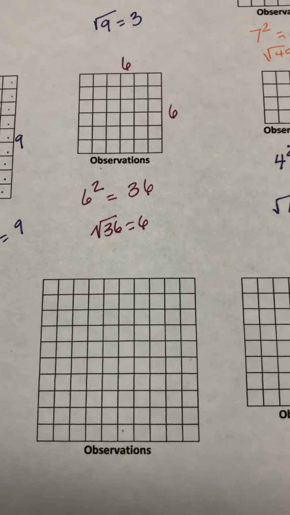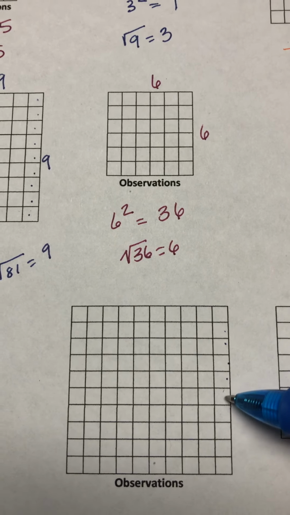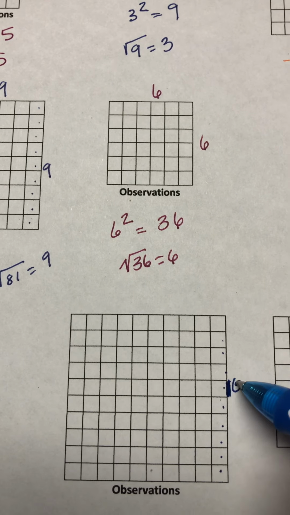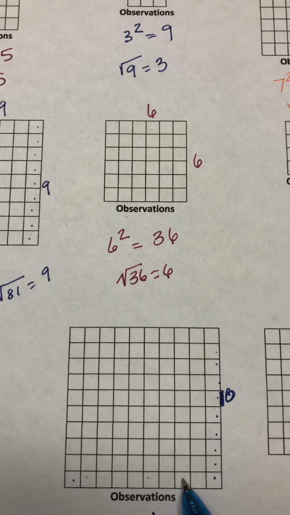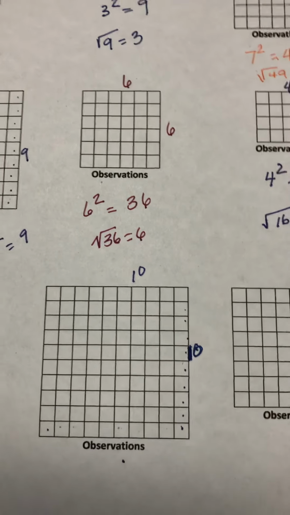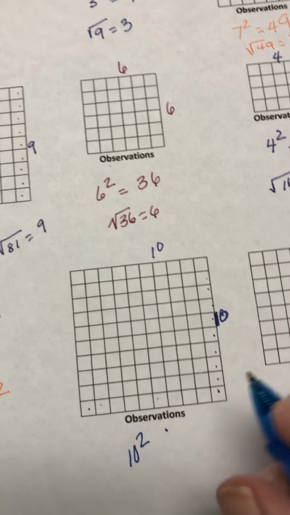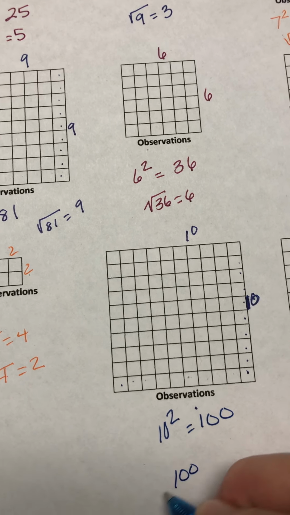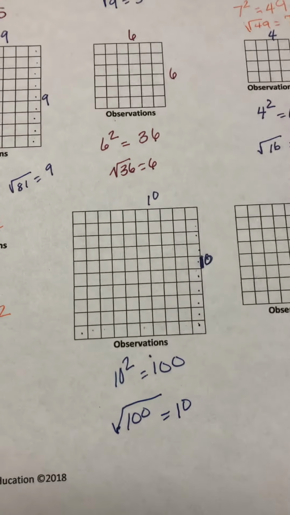All right, how about that big monster? 1, 2, 3, 4, 5, 6, 7, 8, 9, 10. Now it's always best to check, just in case it's a rectangle. You need to double check to make sure it's a square. So that's 10 squared, which is 100. So the square root of 100 is 10.